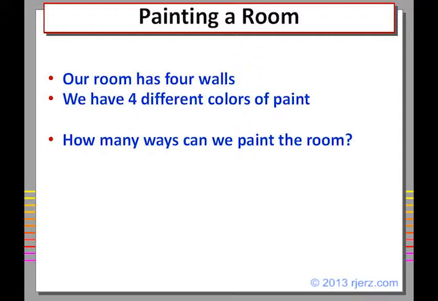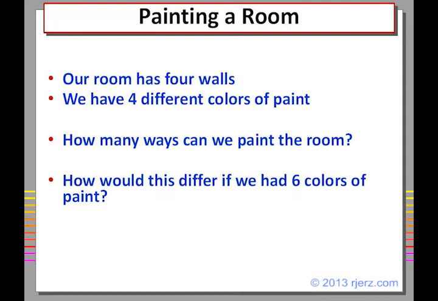256 different ways. How would this differ if we had 6 colors of paint? Well, it is simply 6 times 6 times 6 times 6, or 1,296. Now let's create a slightly different question about painting a room with 4 different colors.